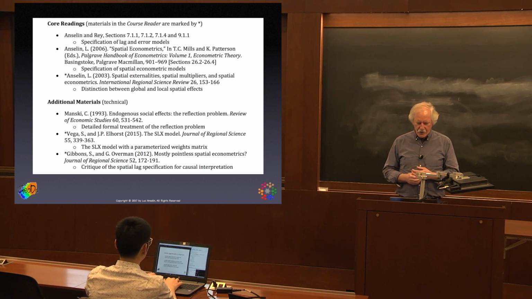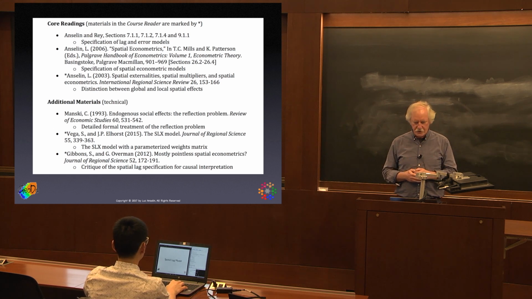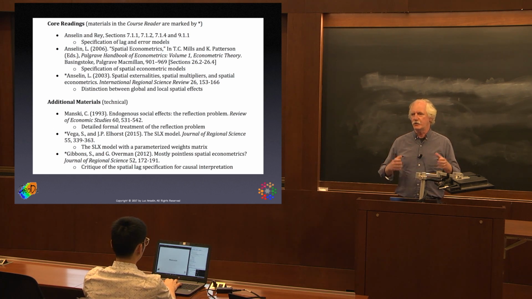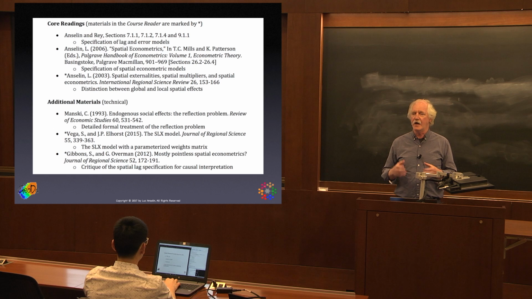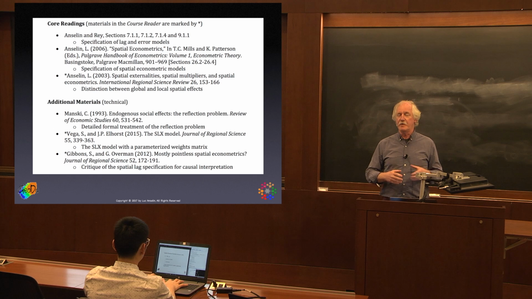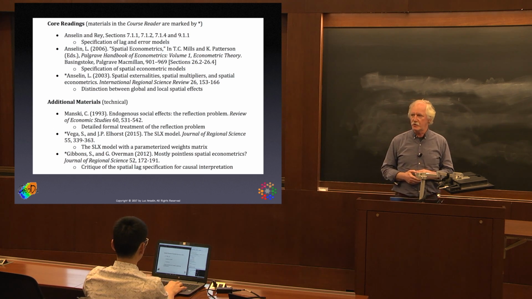But then, in terms of additional papers, I give you the reflection problem, which is a classic paper by Manski, which especially if you have more of an economic interest, you should at least take a look at. And then two recent papers that criticize the traditional way of doing spatial econometrics. One pushes this local model, the SLX model, which is spatially lagged explanatory variables, which is, in a way, a simpler model because it doesn't require any special estimation techniques.